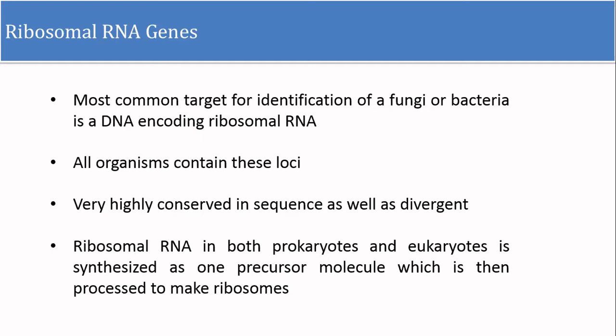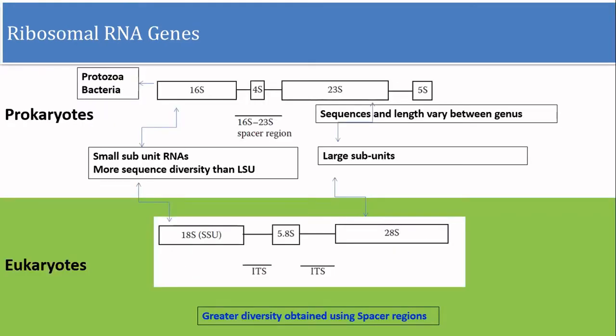In prokaryotes and eukaryotes, they synthesize and make ribosomes. For your understanding, I have given the RNA genes that are present in prokaryotes as well as in eukaryotes. In bacteria, prokaryotes have 16S rRNA, which is known as the small subunit RNA. In eukaryotes, we have 18S and 28S, and between the small subunit and large subunit, we have the ITS region.